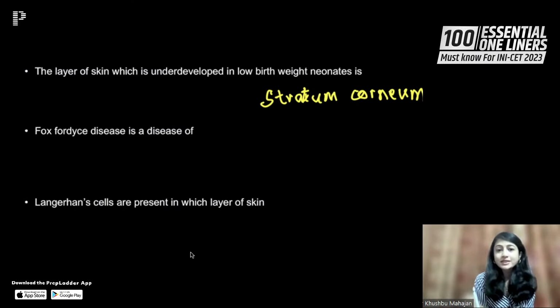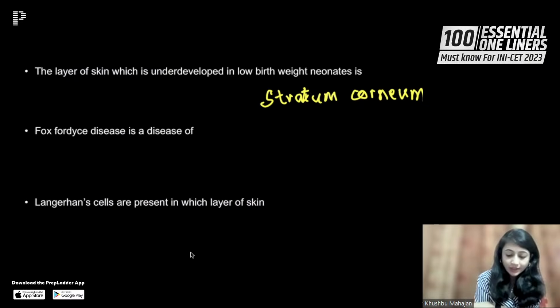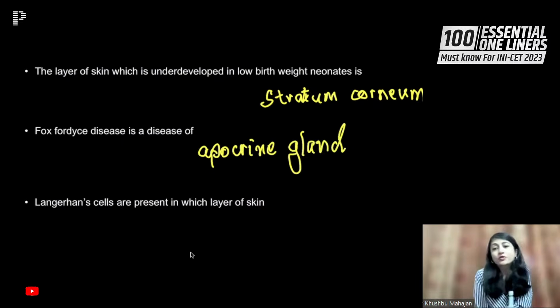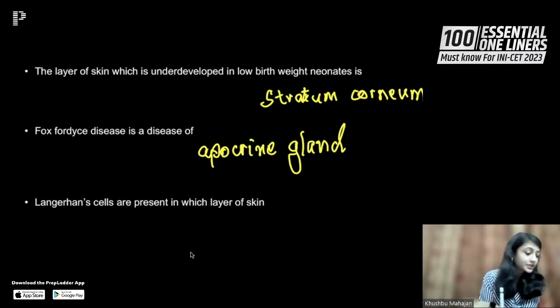So Fox-Fordyce disease is a disease of... Absolutely right. It is the apocrine gland. The point of putting this question here was to confuse it with Fordyce spots, and some of you did get confused, so don't worry. Now you will remember Fox-Fordyce disease is for apocrine gland and Fordyce spots is sebaceous glands.